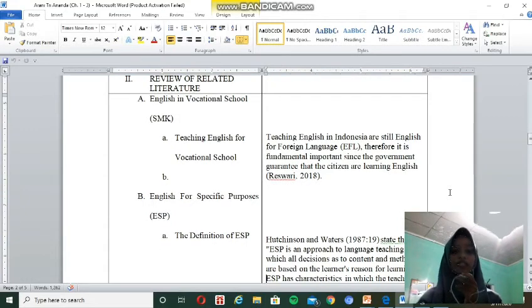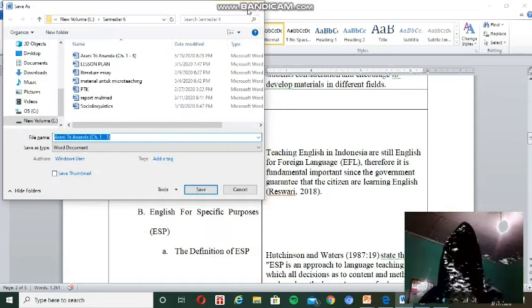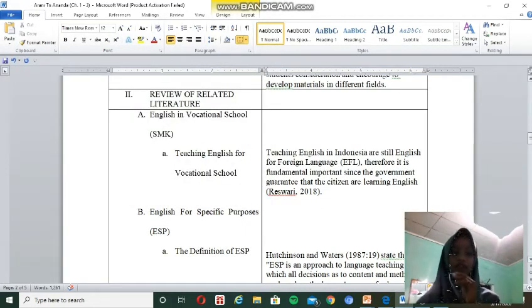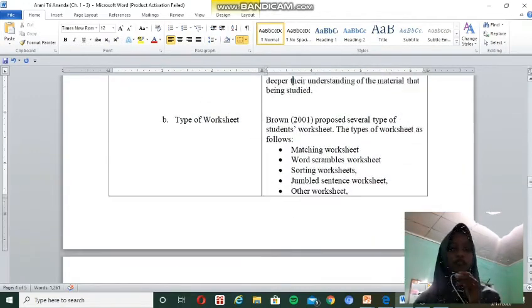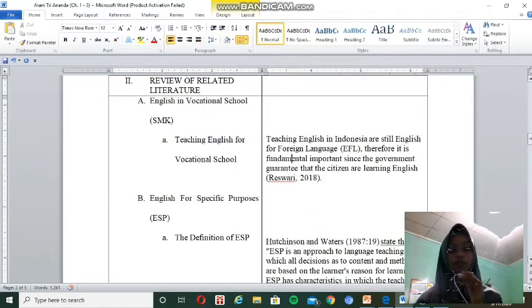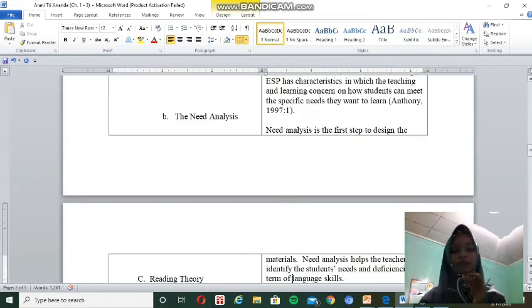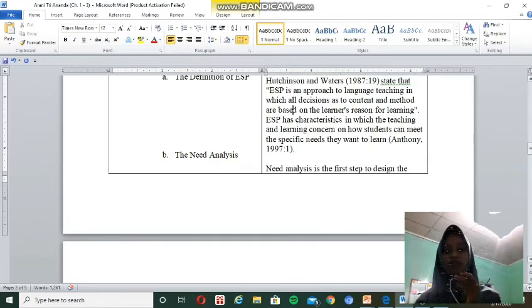And this is the review of related literature. Since I want to develop the worksheet for the students in the vocational school, I consider writing about teaching English in vocational school. I cited from Reswari in her journal, and for this vocational school, it is considered as specific purpose. Moreover, it is for tourism, so it is considered as ESP. I cited from Anthony and Hutchinson and Waters.